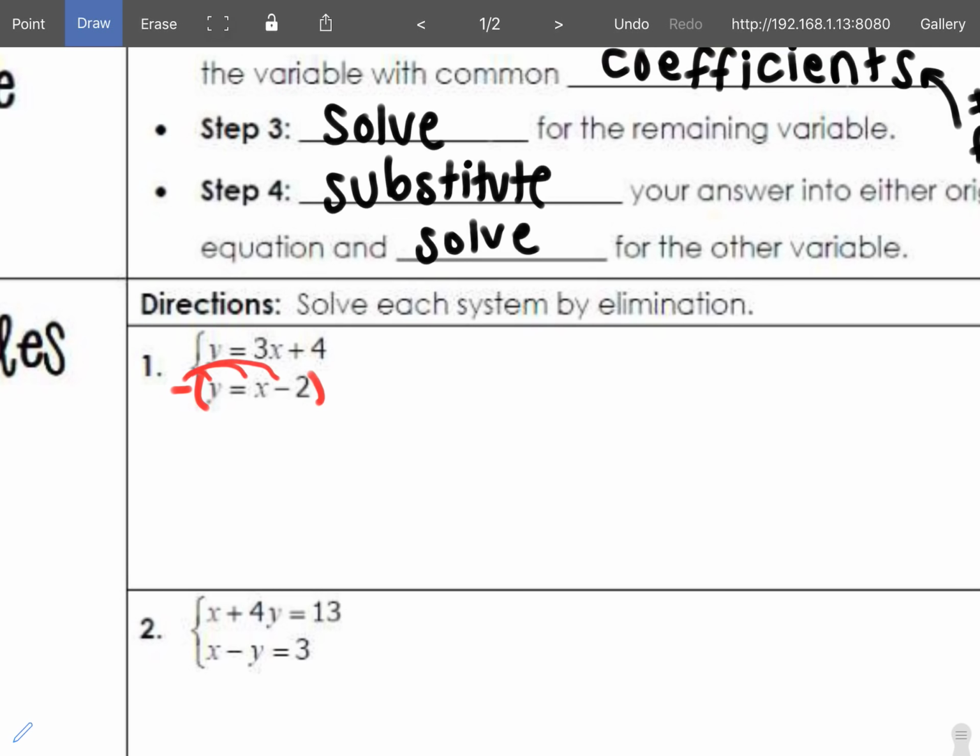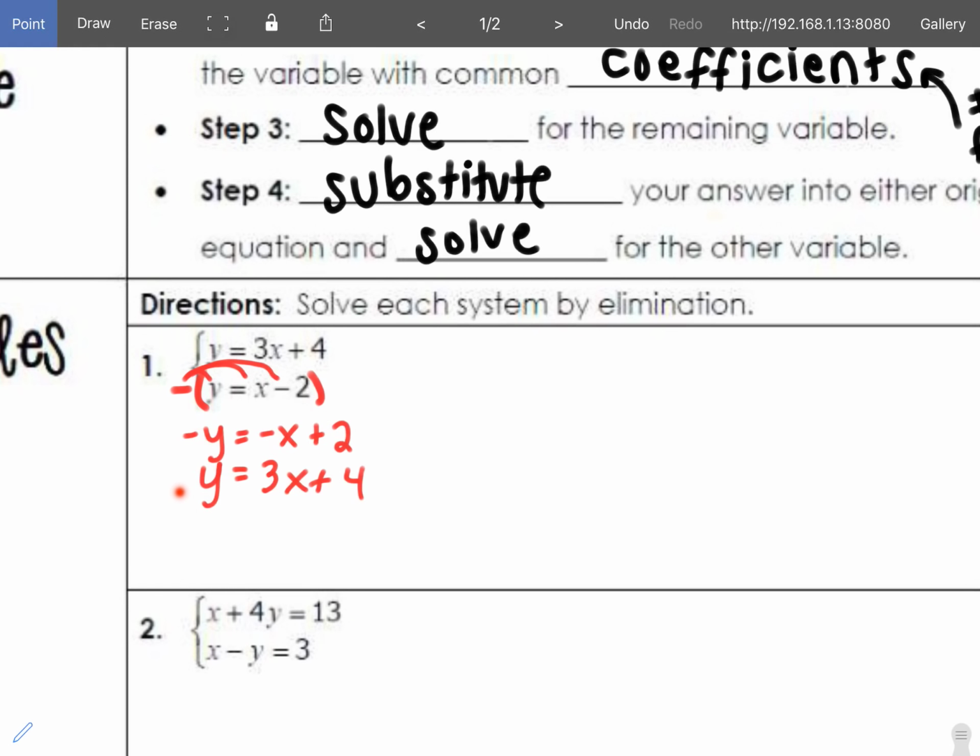So my new bottom equation is negative y equals negative x plus 2. All I did was distribute a negative to each piece. And my top equation is y equals 3x plus 4. Now I have two of the same variables here, y and y, but one's negative and one's positive.